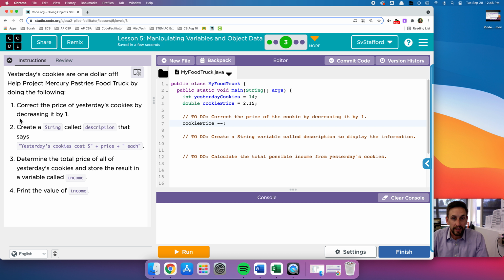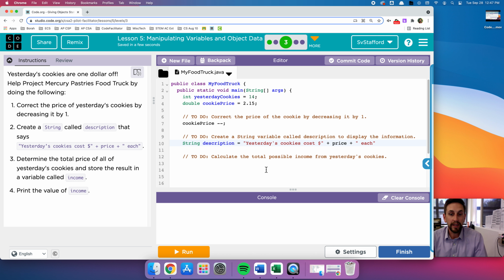The second thing that we're supposed to do is create a string called description that says yesterday's cookie cost, $, plus price plus each. So I'm going to create a string, call it description, and set it equal to, and we can even copy and paste this.